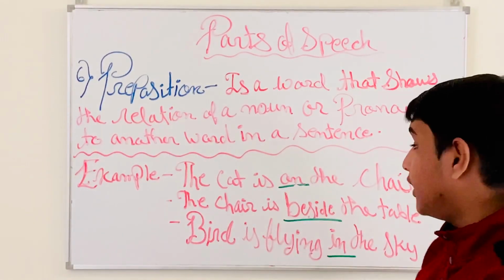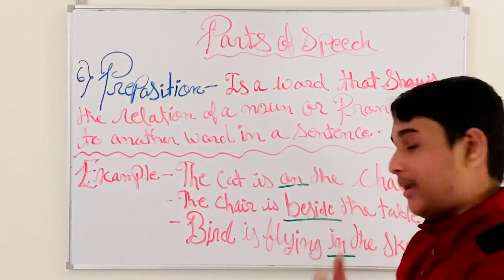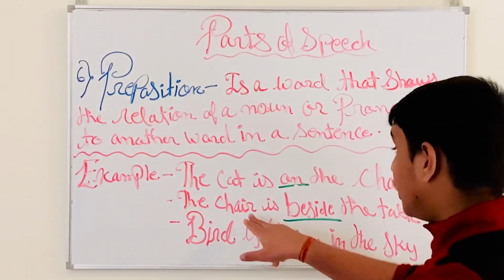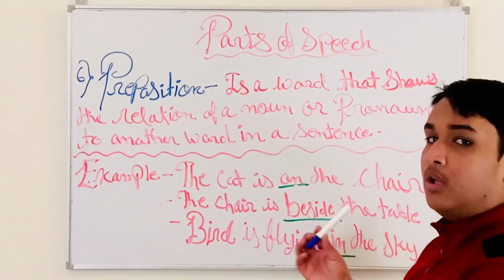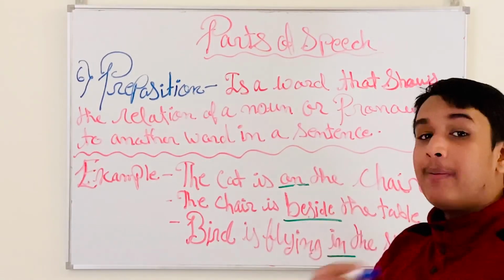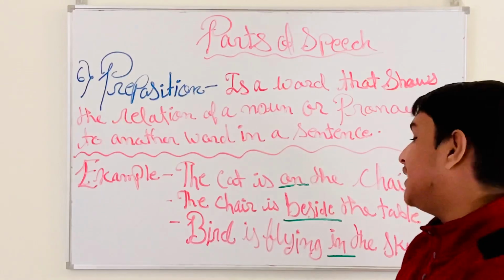Let's look at the second one. The chair is beside the table. It's showing the relation between the chair and the table. Where is the chair? It is beside the table. Beside is a preposition.